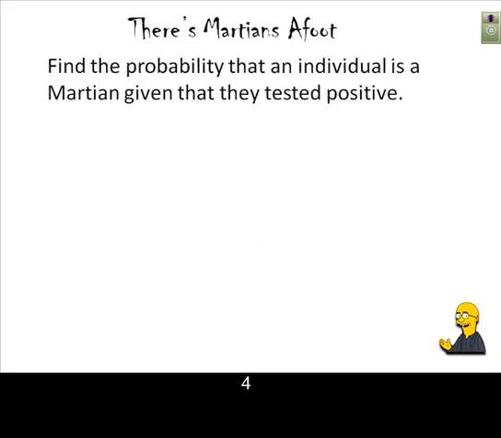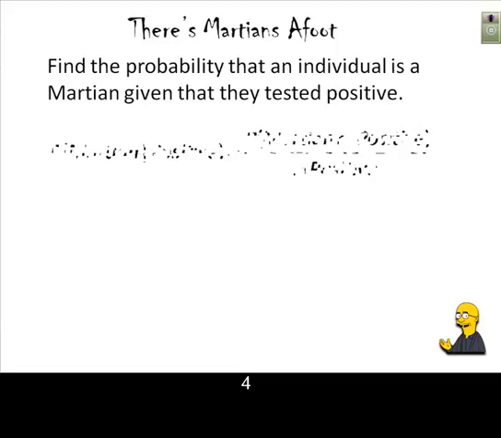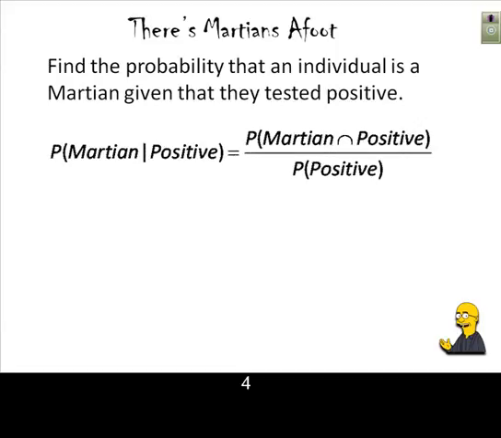Now that we have that bit of information, we're ready to go here. It says find the probability that an individual is a Martian given that they tested positive. So there's a positive test result, but it could be a false positive. So we want to know what is the probability that, given the positive test result, the individual is a Martian. Remember, we want to use this formula. The probability of being a Martian given a positive result equals the probability of being a Martian and being positive divided by the probability of being positive. Or testing positive, that is. Getting a positive test result, that is.